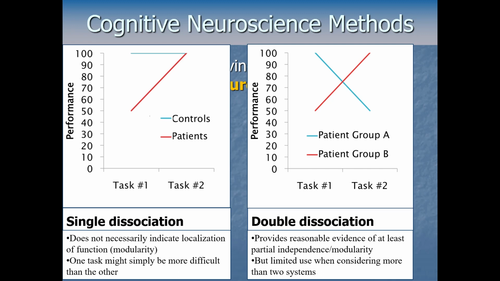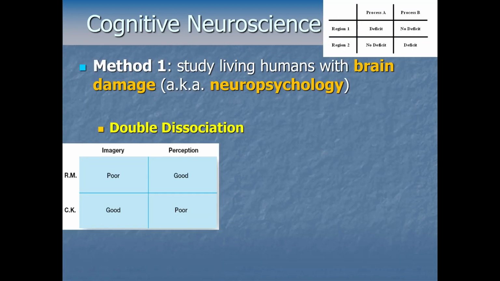So the red group, they do badly at task 1, but they're fine at task 2, and vice versa for the blue group. Assuming each group has a consistent specific place in the brain that's damaged, that gives at least decent evidence of some independence or modularity of function in the brain. Although this is still a little limited. Generally, this method falls apart for more complex neural networks, things involving lots of interconnected areas.